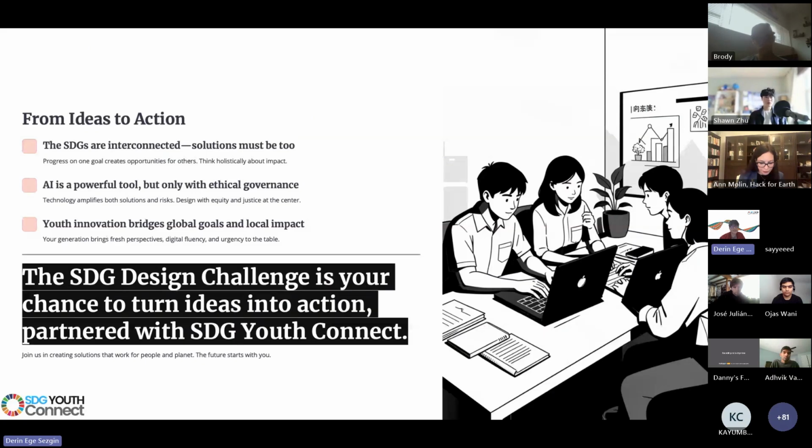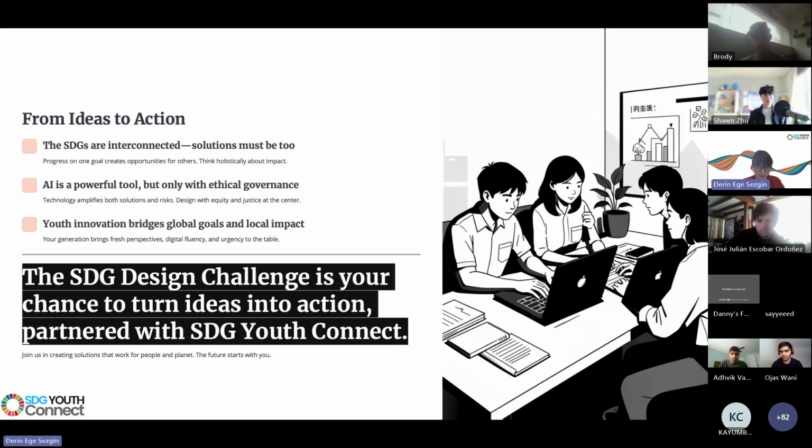And finally, from ideas to action, the SDGs are all interconnected, as you've seen. Solutions must be too. Progress on one goal creates opportunities for others. Think holistically about the impact of your AI design challenge. AI is a powerful tool, but only with ethical governance. Technology amplifies both solutions and risks. Design with equity and justice at the center, and make sure you're checking for these values at every stage or step of the process. And finally, youth innovation bridges global goals and local impact.